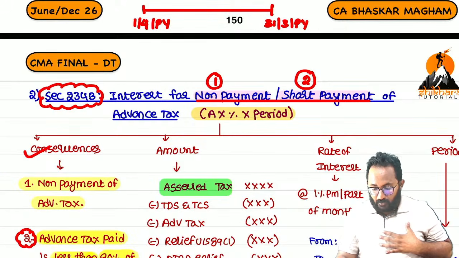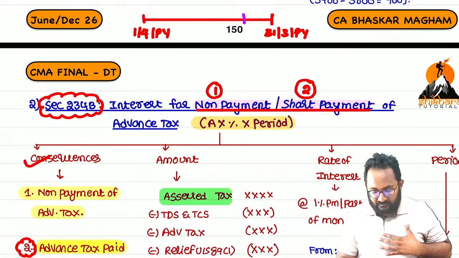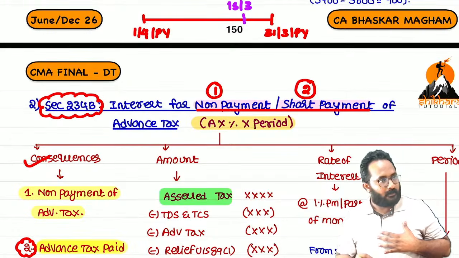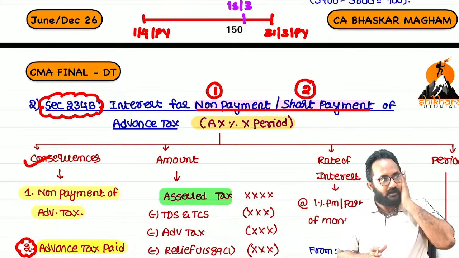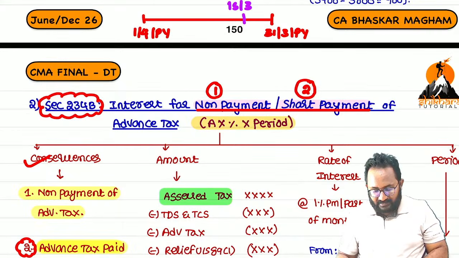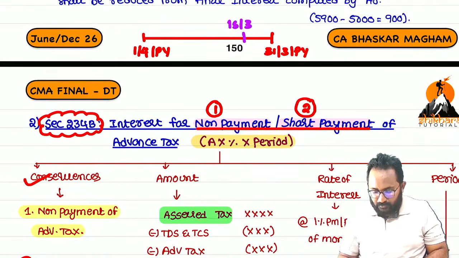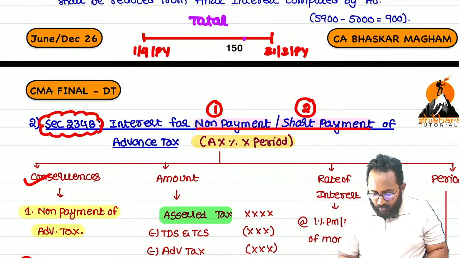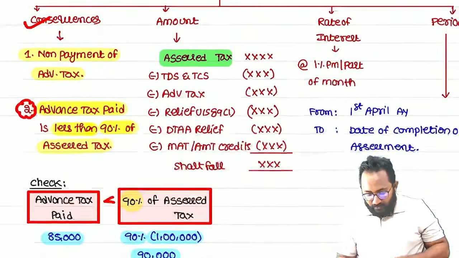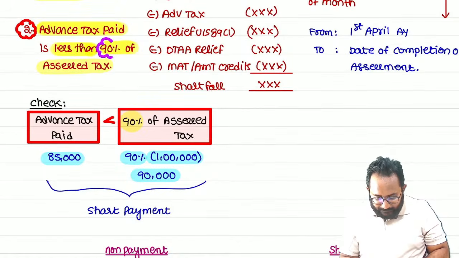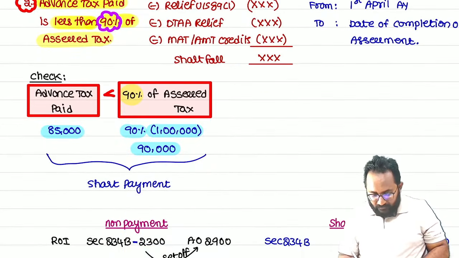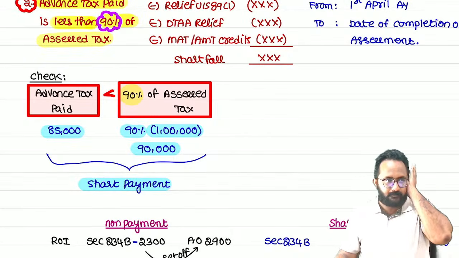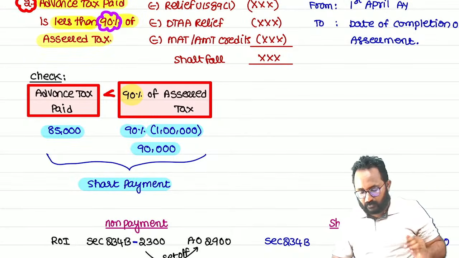Remember, even though the last due date for payment of advance tax is 15th March, there is no need to check up to 15th March. Any amount you paid in the previous year as advance tax, we can consider for the purpose of 234B. That means whatever you paid in the total previous year, if that amount is less than 90% of assessed tax, only then can we term it as short payment.